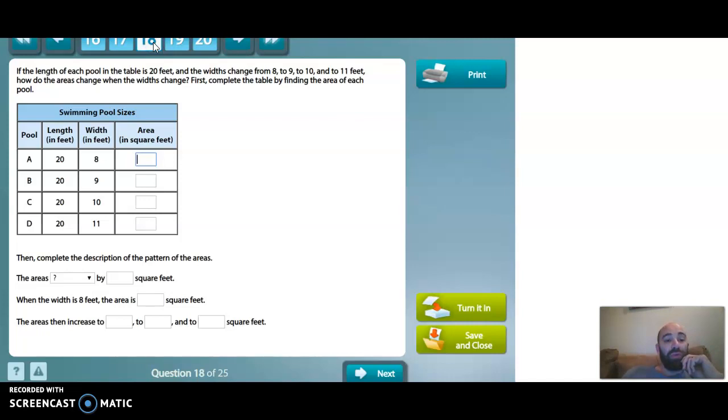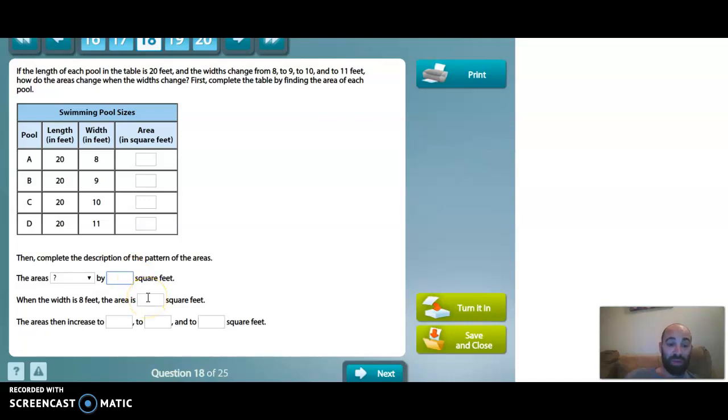If the length of each pool in the table is 20 feet, and the width changed from 8 to 9 to 10 to 11, how do the areas change when the widths change? So first step, complete the table by finding the area. All right. So remember, area equals length times width. So the pool area will be 20 times 8. 20 times 9, and fill that out. Then complete the description of the area, increase or decrease, so get bigger or smaller, by how many feet.